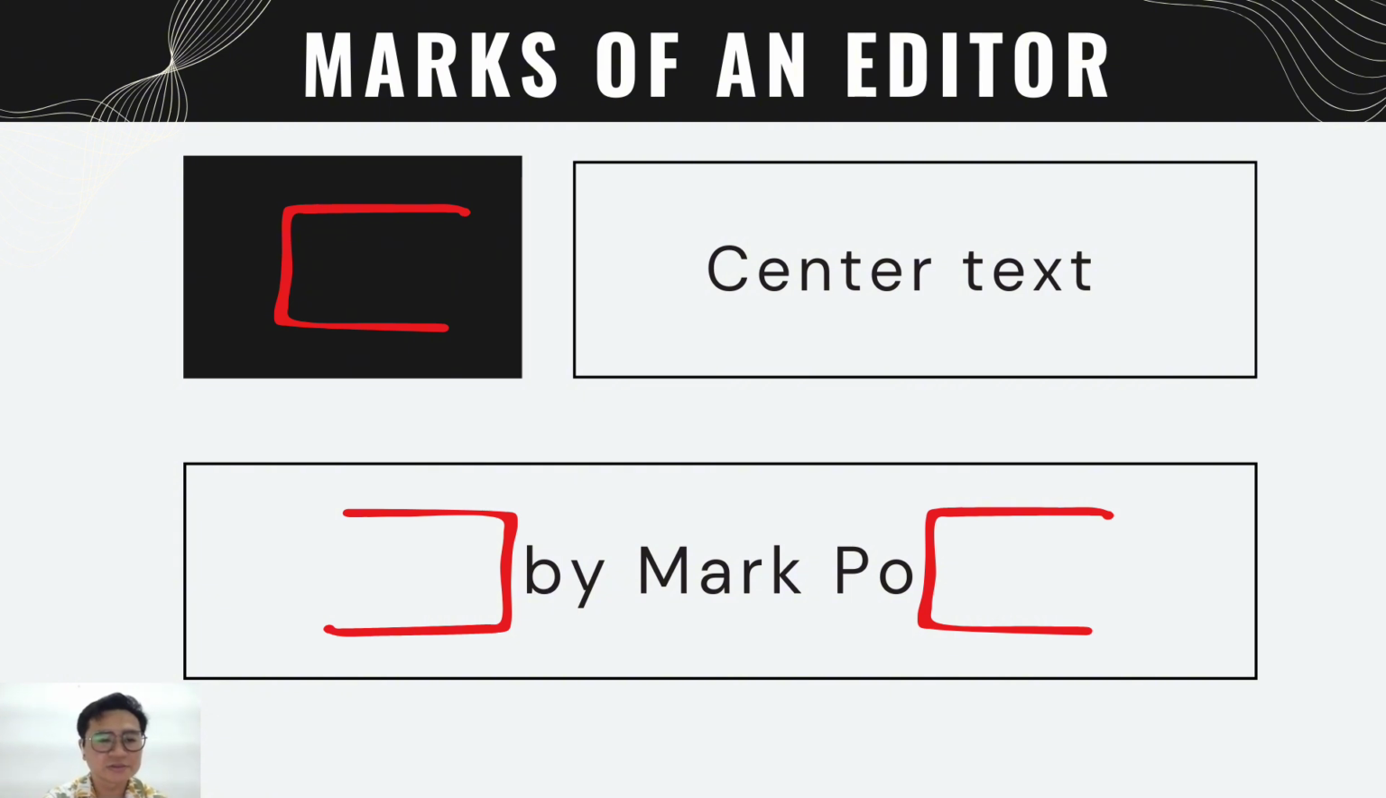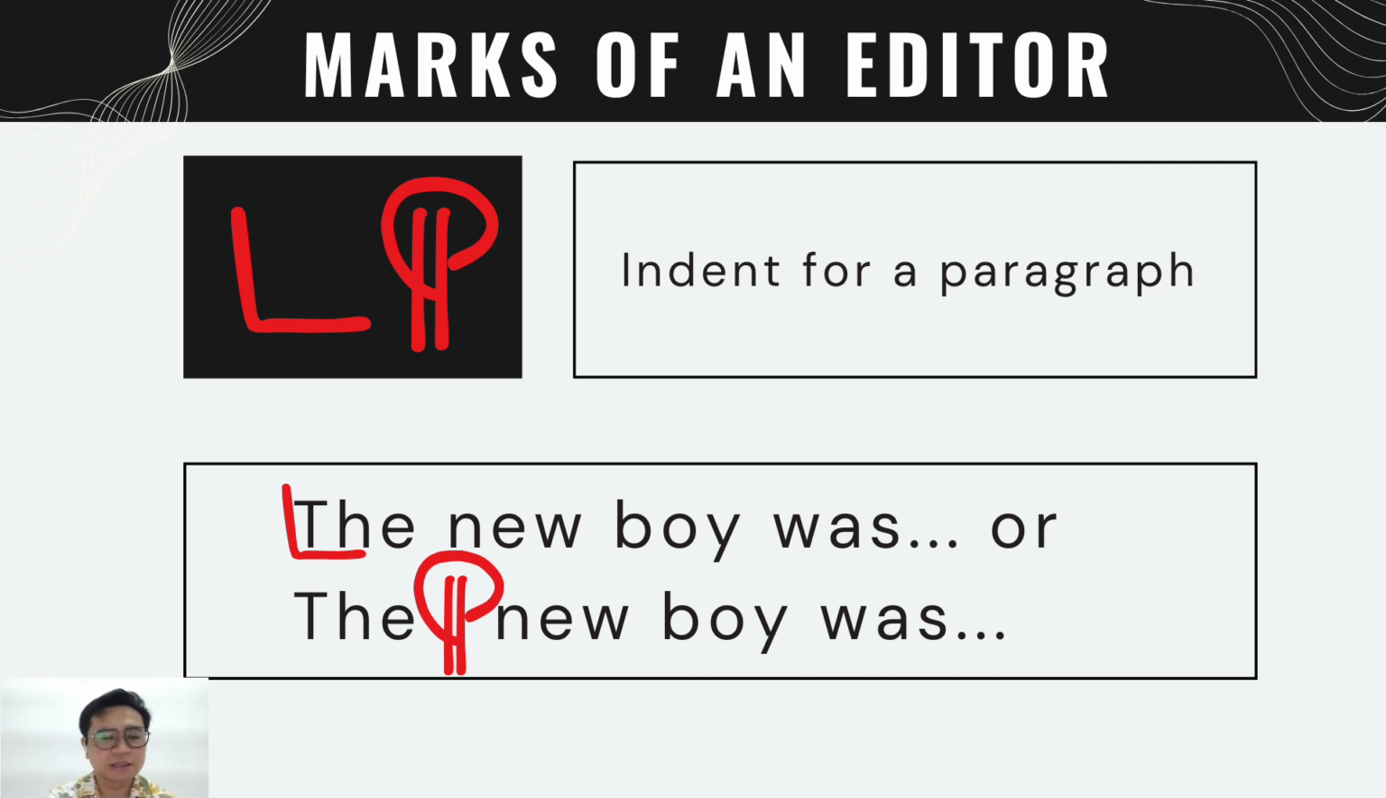Next is center text. We use the center text mark as shown in the example. Next up is indent for a paragraph. If you want to indent a paragraph, we can use the symbol looking like a big L and just place it before the first word of the sentence. But if you want to break a paragraph and start a new one, use the symbol shown on your screen and place it before the first word of the new paragraph.